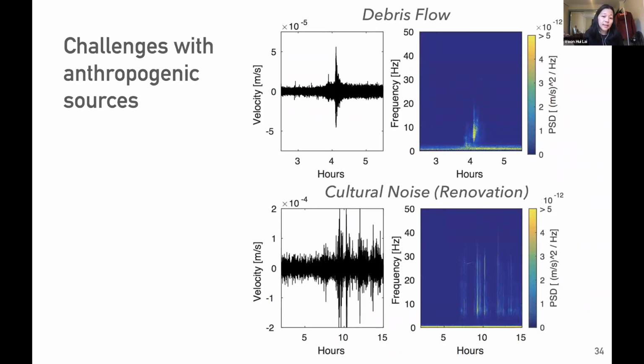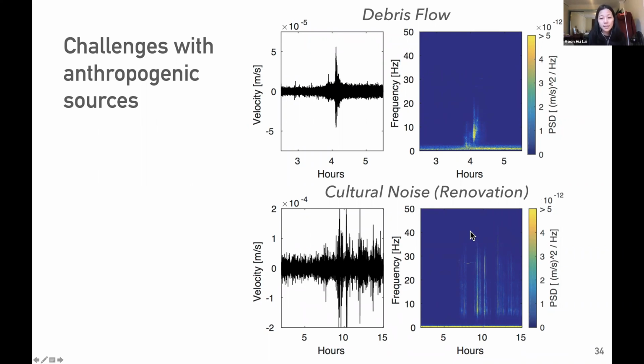However, there are anthropogenic sources that can interfere with the threshold. So for instance, the data below here is obtained from another regional station where we noticed there had been some renovation work going on at the site. That was based on how the signal only happens during working hours. And it shares a very similar signature with the debris flow, with similar strength, same power, based on the color, and spans a similar frequency range.